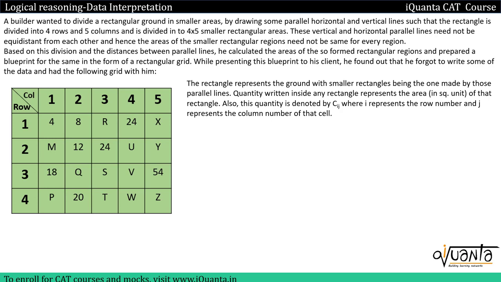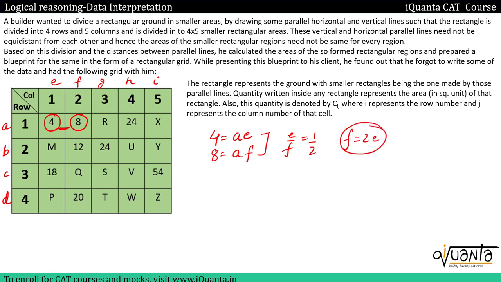Hence, I will provide dimensions to these plots. Let me write dimensions A, B, C, D. These will be the widths of these plots, and E, F, G, H, I, these will be the lengths of these plots. So if I relate these two, I can write that this 4 is the area. It will be written as A into E, length into breadth of this particular plot. This 8 can be written as A into F. If I divide these two, I can write E upon F equals 1 by 2, F will be equal to 2E. So the same relation should follow for this M and 12 as well.